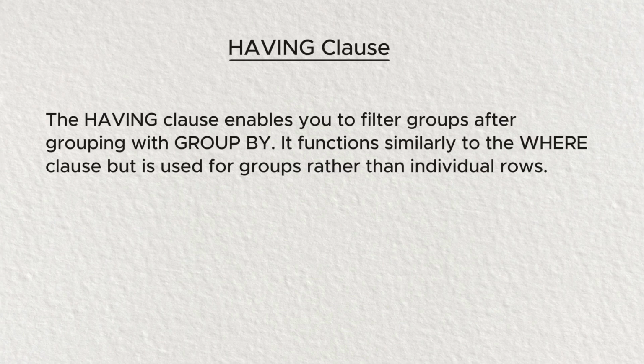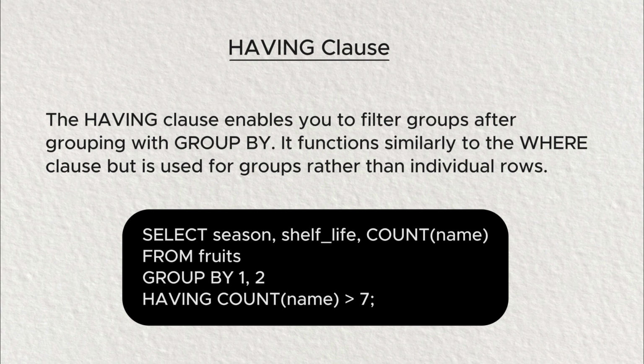The having clause. Now this clause enables you to filter groups, just as the where clause is used to filter rows. In this example, we select the season column, the shelf life column, and we count the number of fruits in each season. We group by 1, which stands for the season column. We order by 2, which stands for the shelf life. And we filter out all groups that have a count less than 7. So those groups that have a count greater than 7 are produced in our result set.